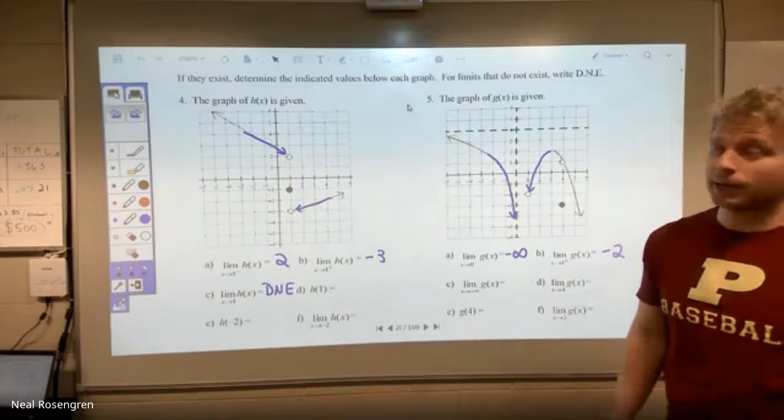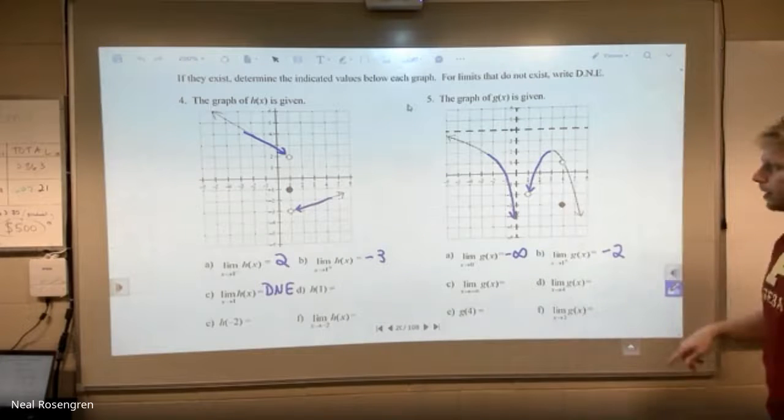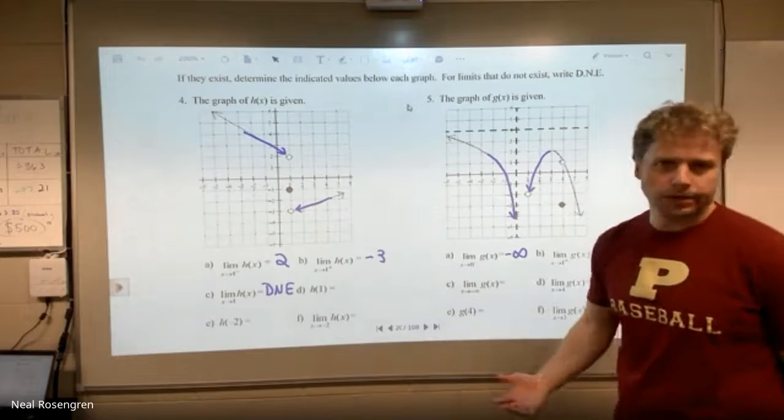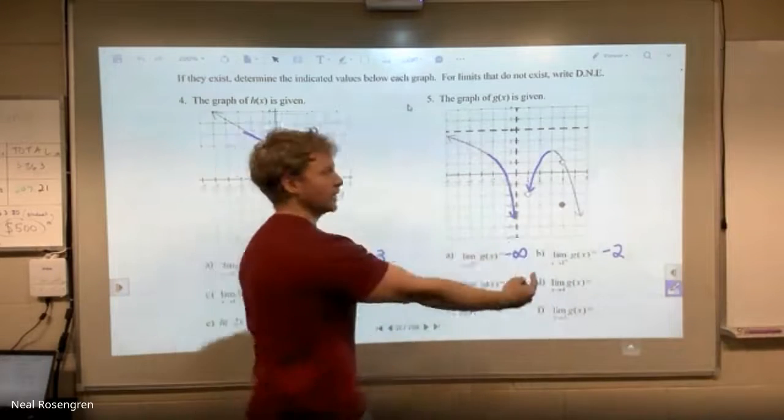I just move myself along the function in certain directions and think about what I'm headed towards, right? So same thing for C, x goes towards -∞.